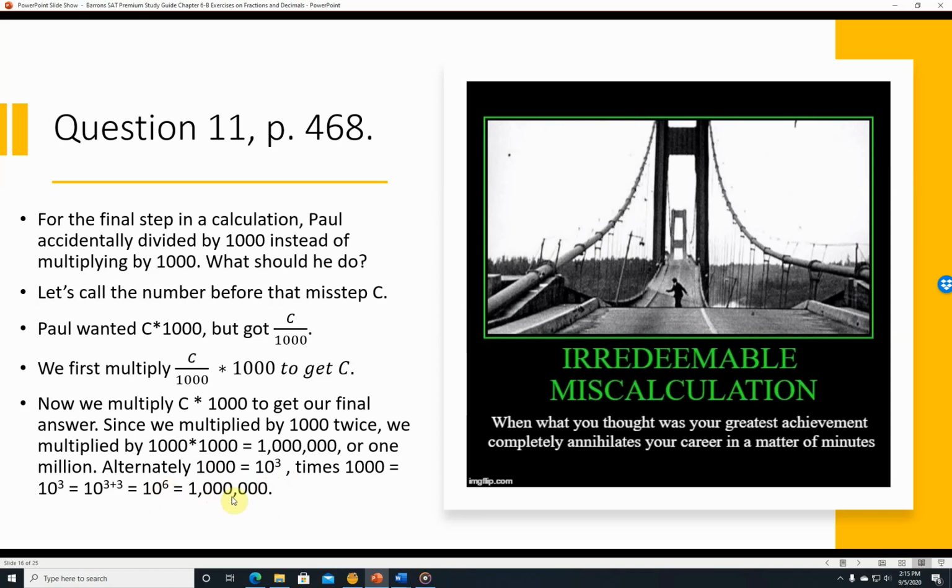So you can just go 10 to the 6, okay, I write 0 6 times before I write the 1. 1, 2, 3, 4, 5, 6. Boom, that's 1,000,000.